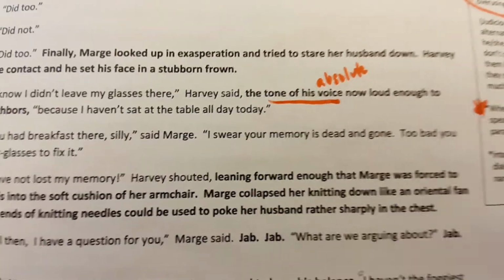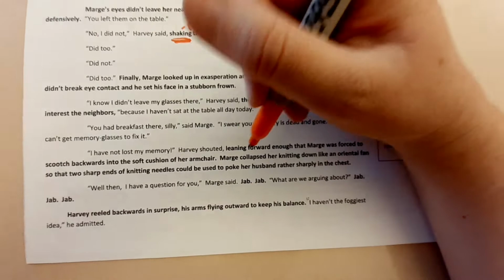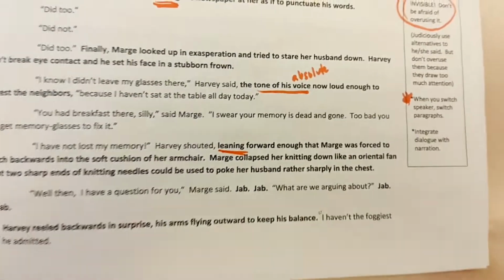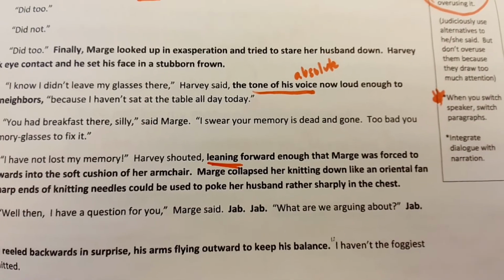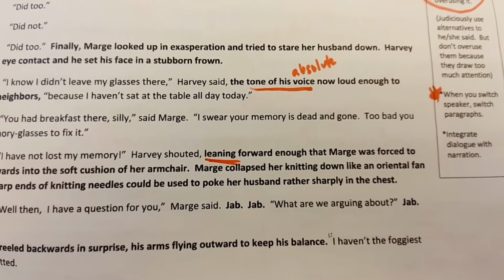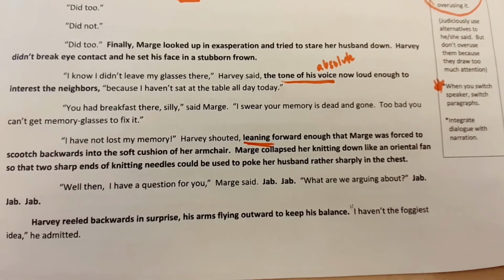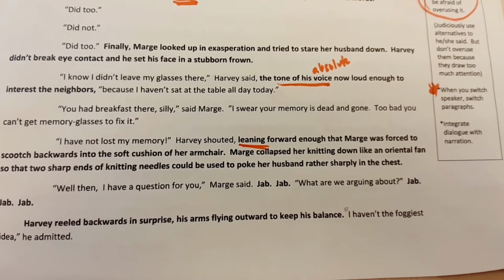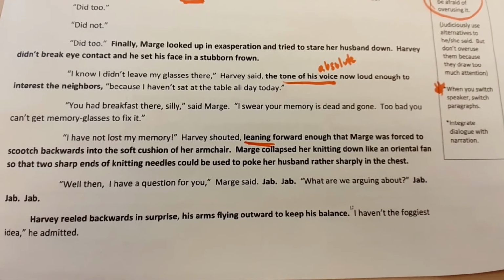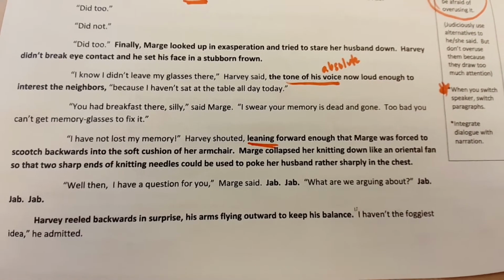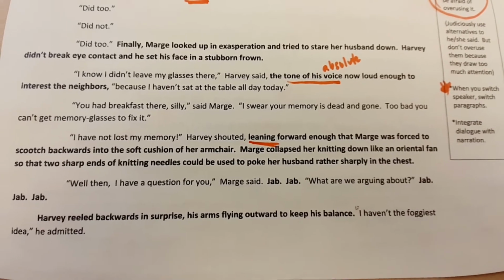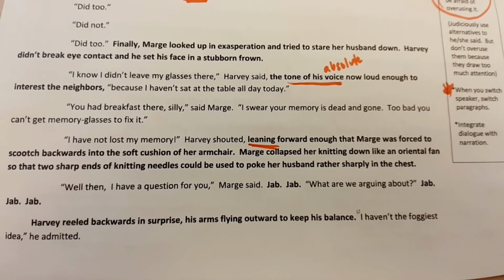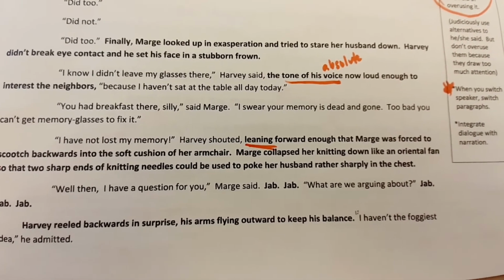And again, we have a nice participle phrase that's going to give him some action, tacked on right to the he said, she said, leaning forward enough that Marge was forced to scooch backwards into the soft cushion of her armchair. Marge collapsed her knitting down like an oriental fan so that the two sharp ends of knitting needles could be used to poke her husband rather sharply in the chest. Well, then I have a question for you, Marge said.